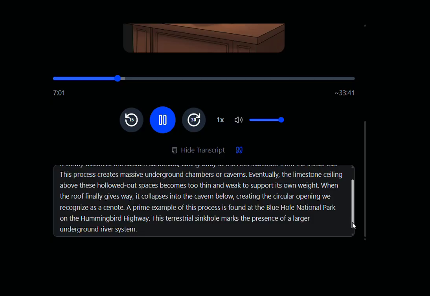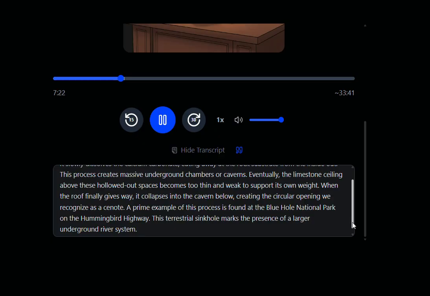Eventually, the limestone ceiling above these hollowed-out spaces becomes too thin and weak to support its own weight. When the roof finally gives way, it collapses into the cavern below, creating the circular opening we recognize as a cenote. A prime example of this process is found at the Blue Hole National Park on the Hummingbird Highway.